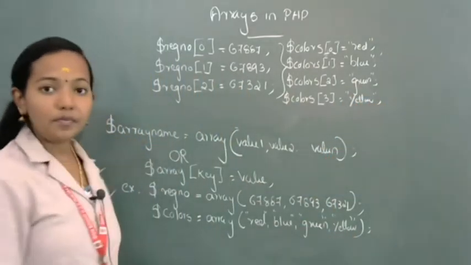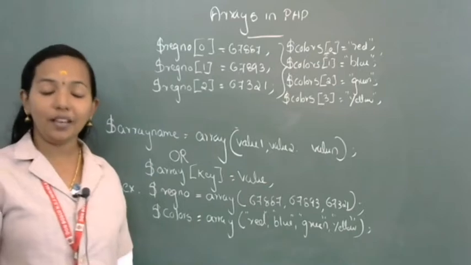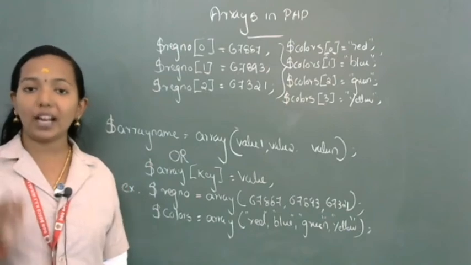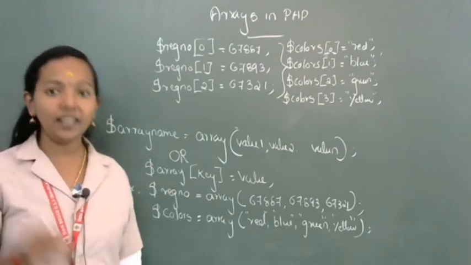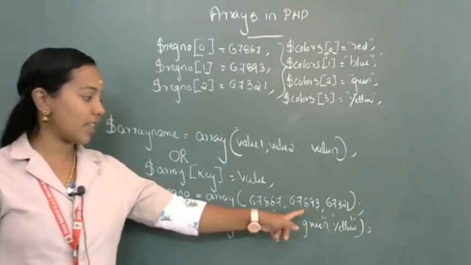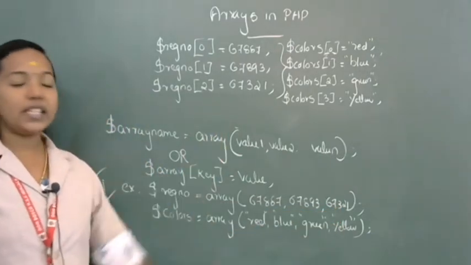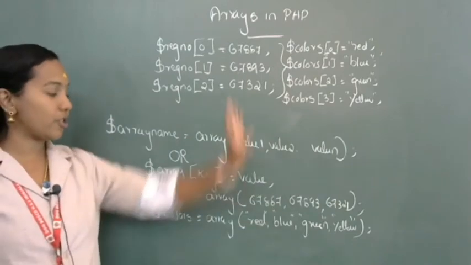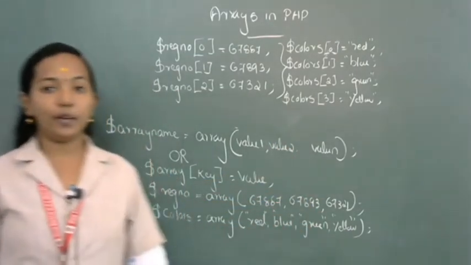Like this. Okay. So the first example using the first syntax, that means all the values we are giving, we are initializing in a single step. But in the second syntax, each variable we are allocating according to the location. According to the location we are assigning values. 0th location 67887, then first location 67893, then second location 67321. Then second array, what is the array name? Colors. 0th location red, first location blue, second location green, third location yellow, like that.